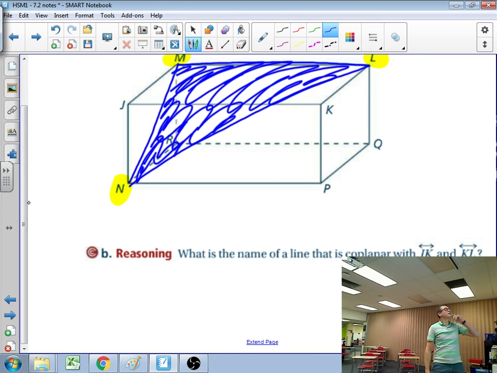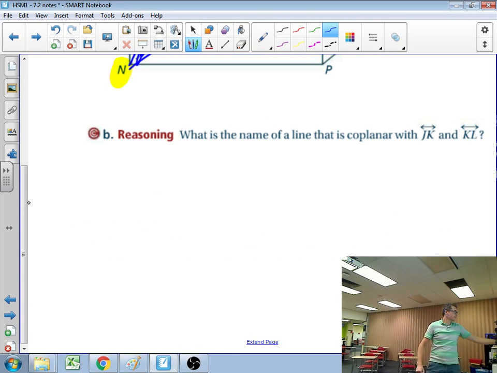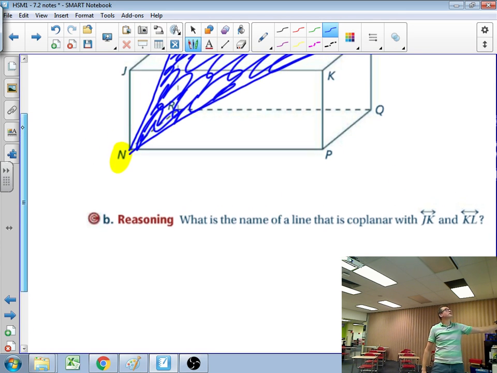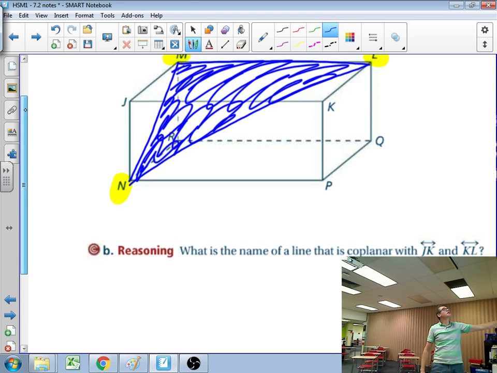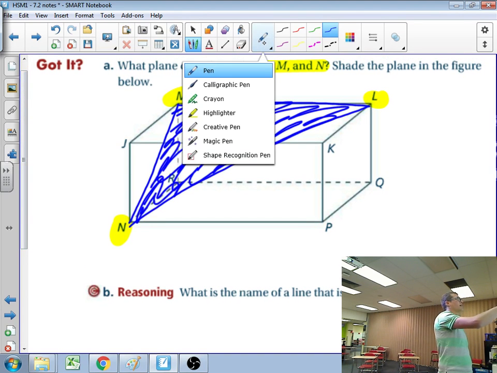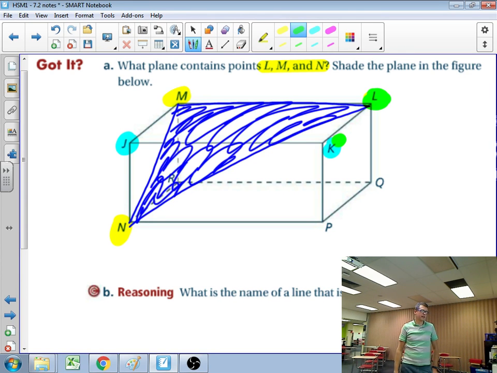You can't see all of this, well that stinks. What is the name of a line that is coplanar with JK and KL? I'm trying to get that in the right place. Nope, so you're not going to see it, but it's JK and KL is what we're going for. I like to highlight things so I can see it easier. It's asking what is the name of a line that is coplanar with the both of them. So the easy way to do this is the line that's going to be coplanar with both is one that has been coded with both.